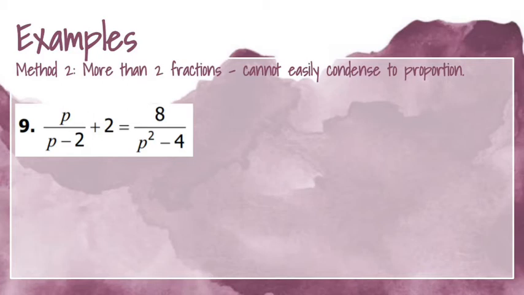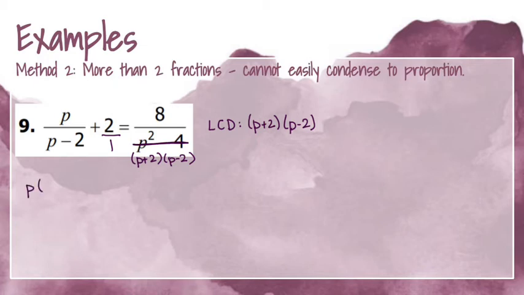So the first thing that we need to do is factor this denominator to be (p plus 2) times (p minus 2). And obviously the 2 is over 1. So our LCD for this one is (p plus 2) times (p minus 2). So we are going to take each numerator and multiply it by the LCD. I think until you get lots and lots of practice, you should write this out every time.